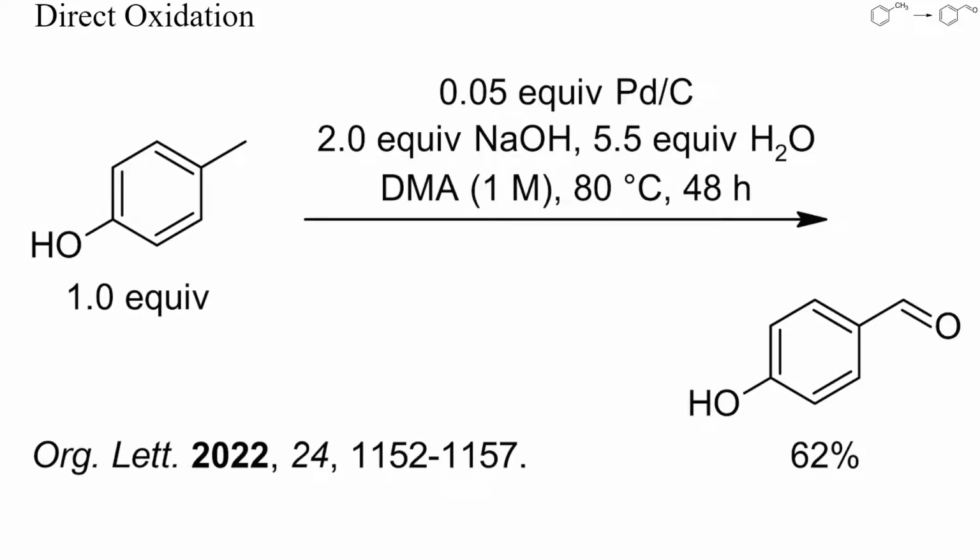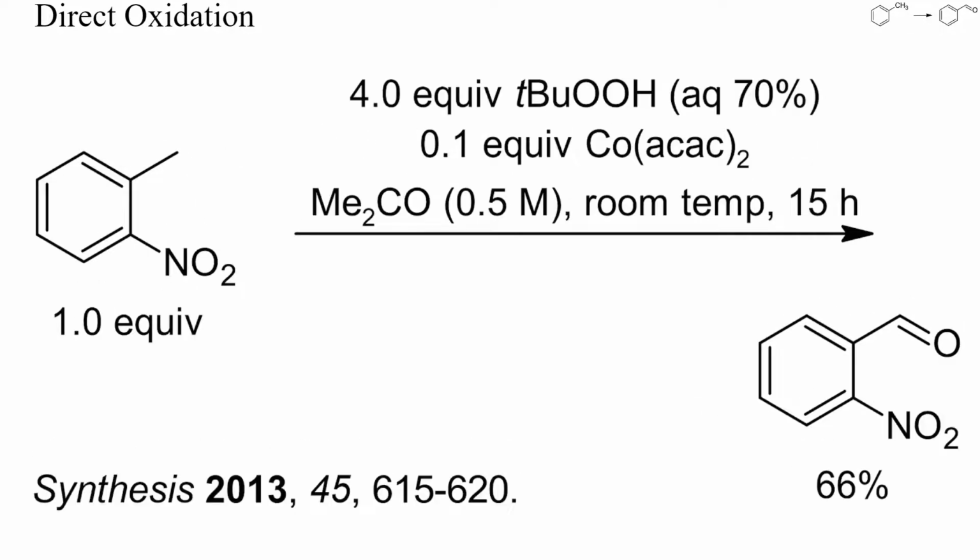Here, p-cresol was oxidized just by heating with palladium on charcoal under alkaline conditions. No Cannizzaro reaction of the product occurred, because, as mentioned, deprotonated 4- and 2-hydroxybenzaldehydes are much less reactive than benzaldehyde. Another user-friendly oxidant is tert-butyl hydroperoxide. In this example, nitrotoluene was oxidized to an aldehyde by this peroxide and 10% of a cobalt(II) complex in acetone.